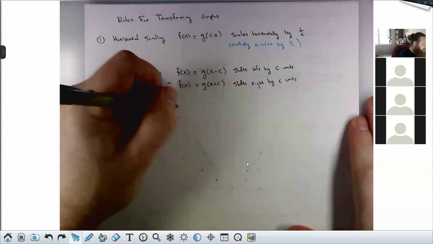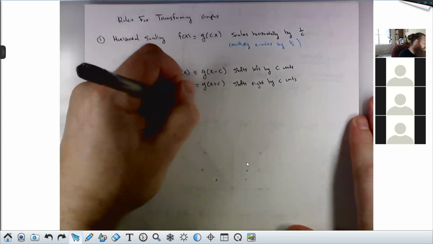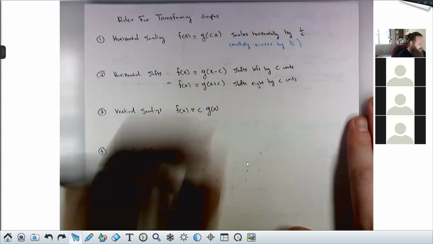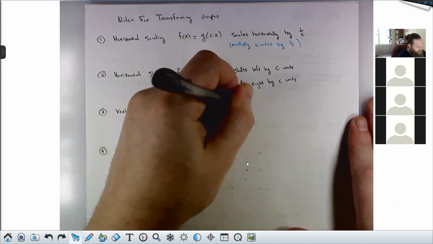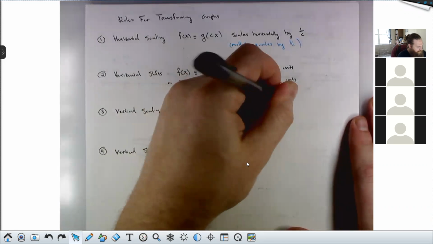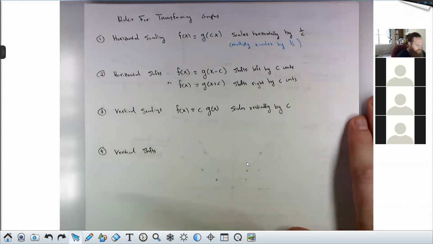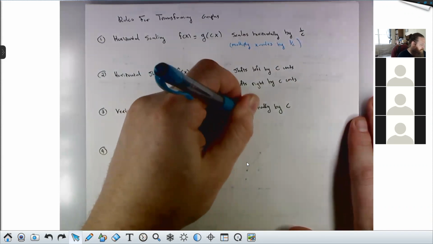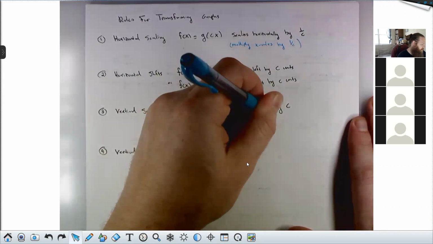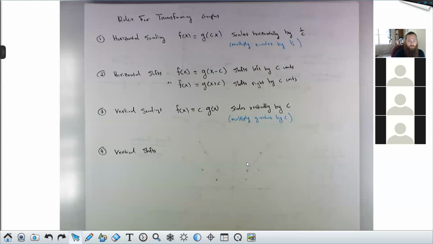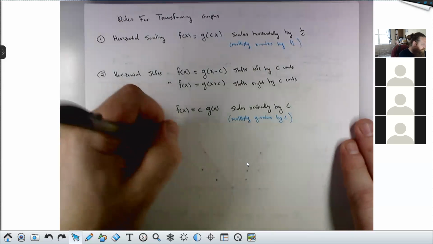A vertical scaling, that's where your function is equal to some constant times the parent function. And this scales vertically by c. And what that means is we're going to multiply all the y values by c. So you take your parent function and you just multiply all the y values by the constant c, and that will give you the graph of the transformed function. And then a vertical shift.